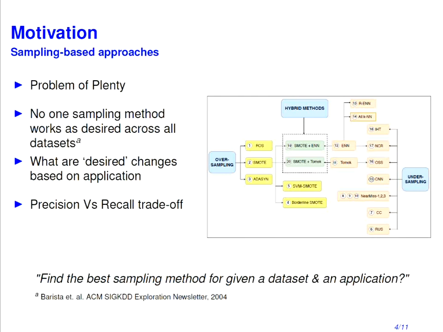Now we see that there are many sampling methods, some of which are shown here in this figure. And studies have shown that there is no one sampling method that works as desired across all datasets. Also, what is desired changes based on the application. Some applications might require high recall, while some might require high precision. And there is always a trade-off that needs to be made.